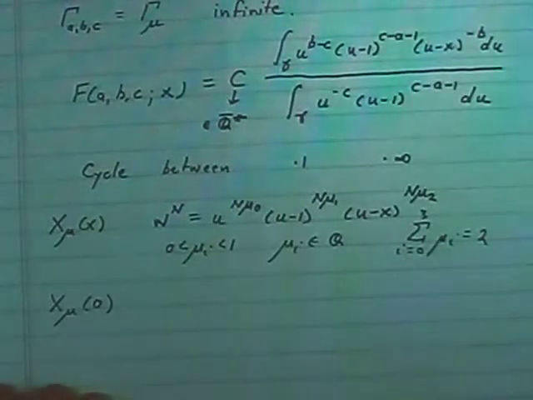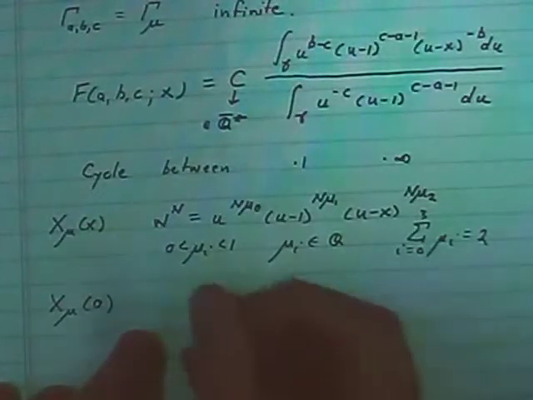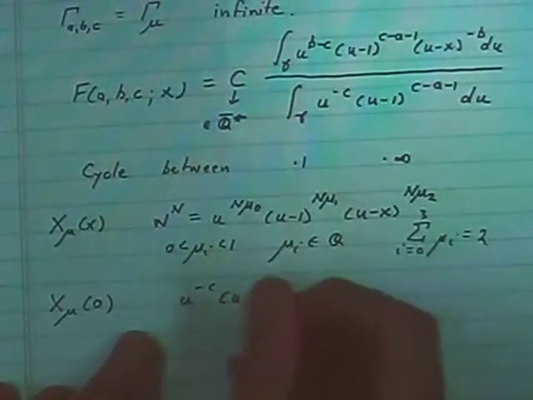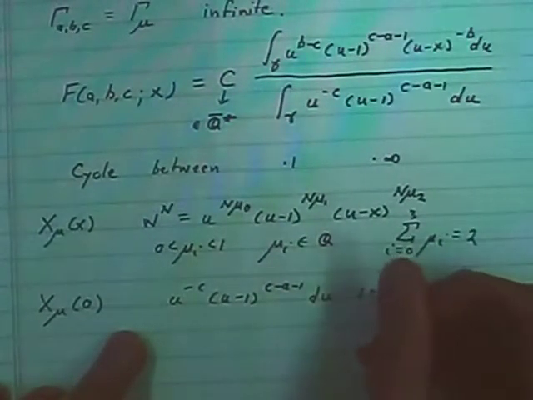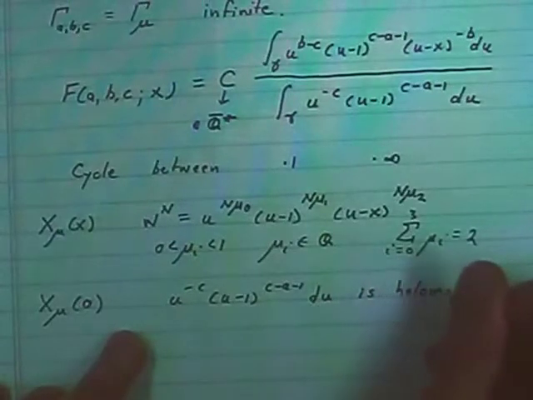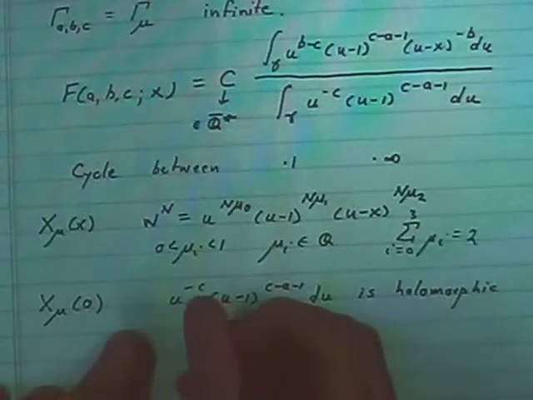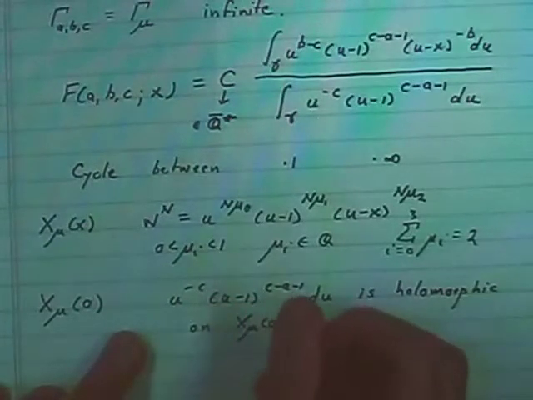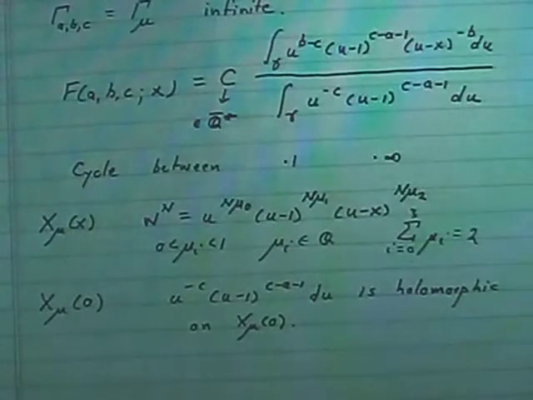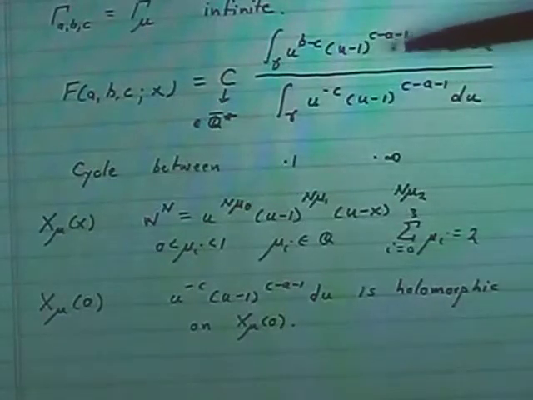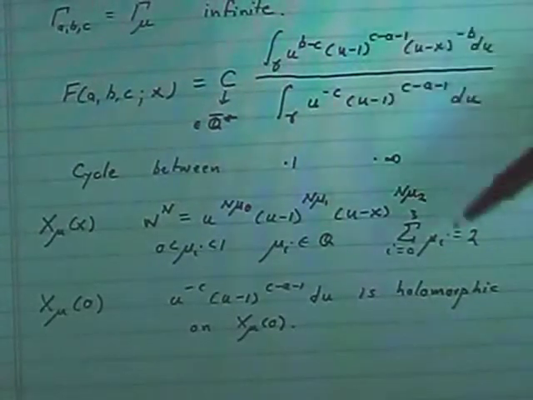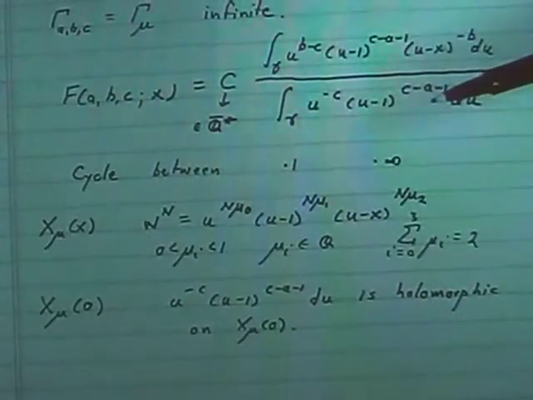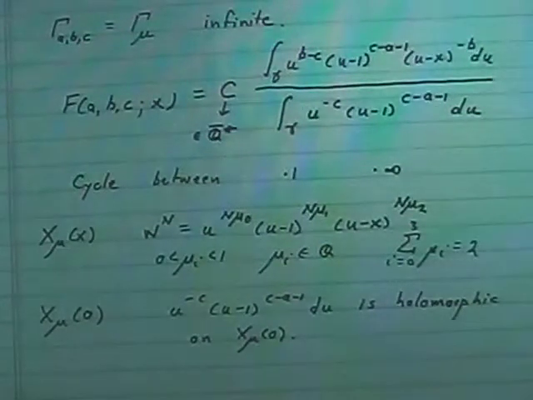And I'm also going to assume that this differential form is holomorphic on X mu of 0. It is not necessary to make this assumption, but I want to think in terms of periods of differential forms of the first kind, because the theorems that I've stated work just for those. But one can also deal with the periods of differential forms of the second kind in an analogous way. But I just want to restrict to this case.